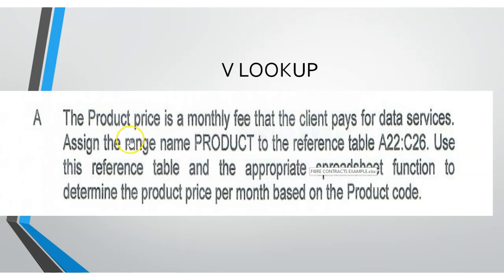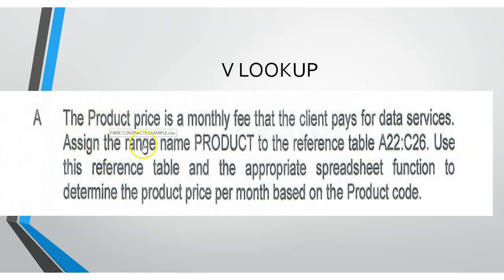Now, here's a question of a VLOOKUP. I've explained this in class. I'm starting off with this one, but there will be other examples coming. But let's first look at the VLOOKUP. Here's a question. The product price is a monthly fee that the client pays for data services. Assign the range name product to the reference table of A22 to C26. So they are referencing a specific table here. Use this reference table and the appropriate spreadsheet function to determine the product price per month based on the product code. Alright, so let's just read that again.